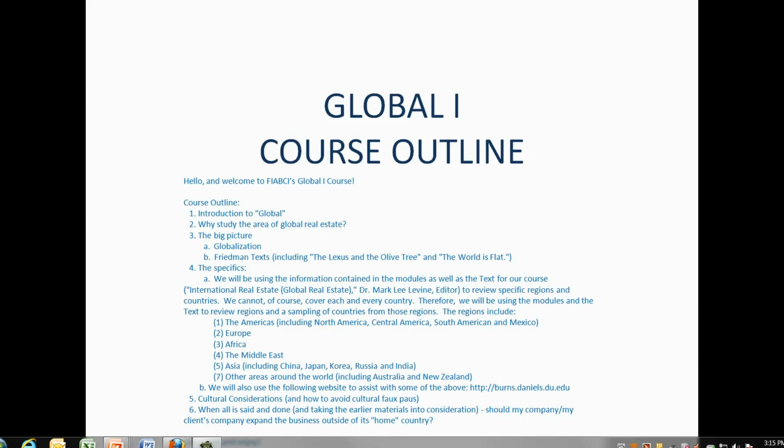The regions that we will cover include those that you can see on the screen. The Americas. The Americas include all the way from North America south, that is North America itself, which would include Canada, of course, the United States, and then moving south we'll have Central America, South America, and Mexico. I should have said Mexico and South America first. But the idea is we're covering the various Americas.